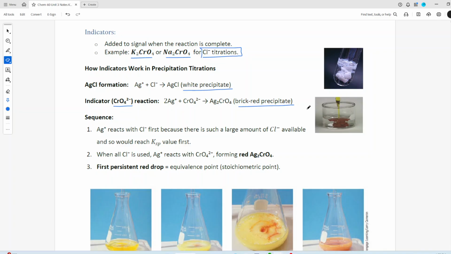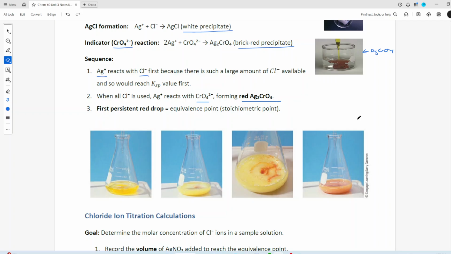So what's going to happen in our lab is that silver is going to react with the chloride first because there's going to be such a large amount of chloride available. So you're going to be well over that Ksp, right? Then when all the chloride is used up, the silver will start reacting with the chromate to form this red silver chromate. So the first persistent red drop will show that we are at our equivalence point or our stoichiometric endpoint. So again, silver chloride forms a white precipitate. This is silver chloride, whereas silver chromate is brick red.